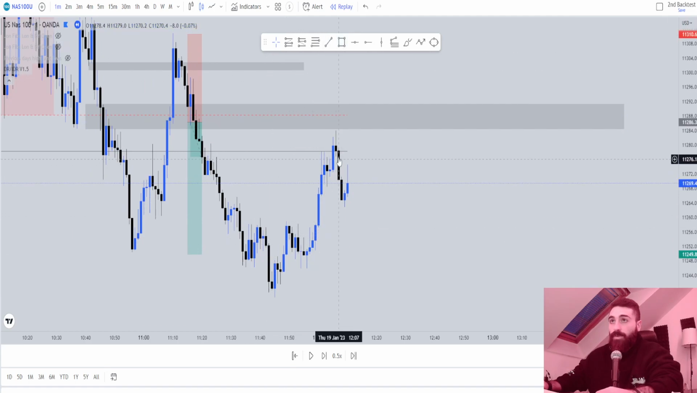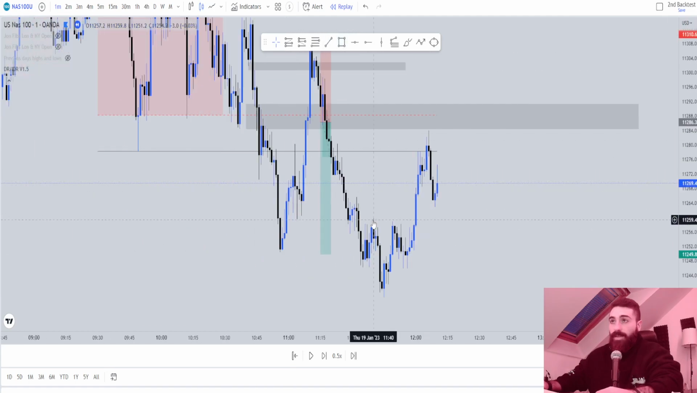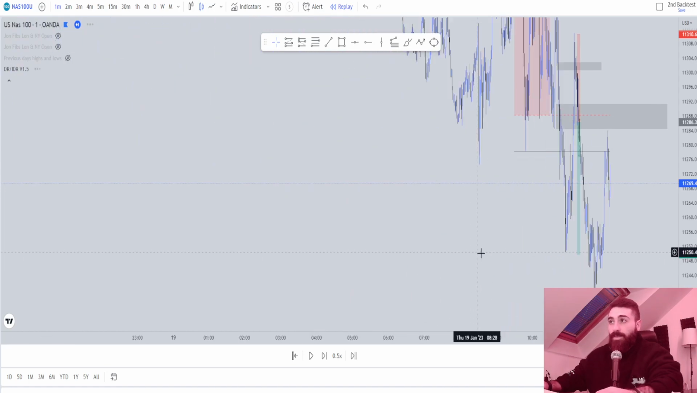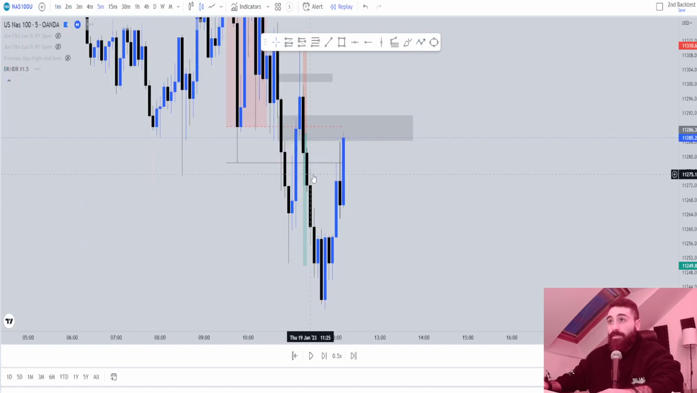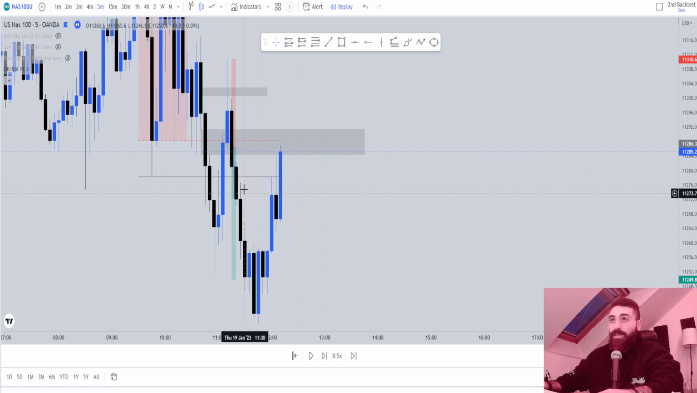If you can see, we broke to the upper side, and we already took liquidity here. So we can argue about this trade, but we took a short-term low. Are we in a fair value gap? This is the problem with TradingView. It shows you everything. Let's see here.